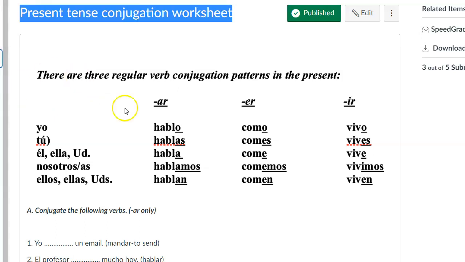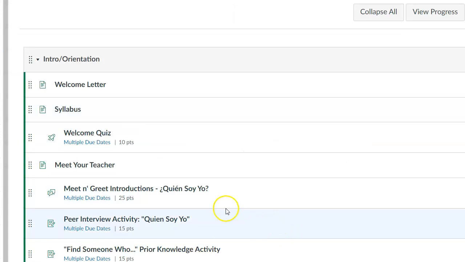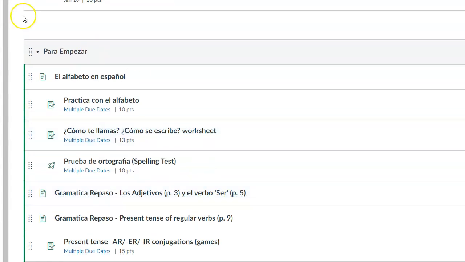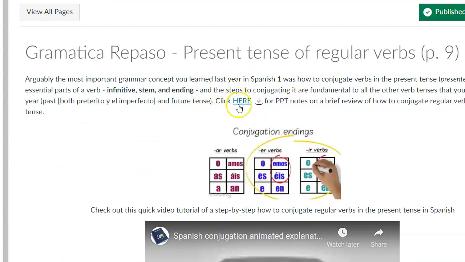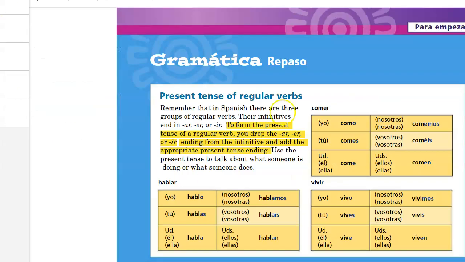So the PowerPoint that we went over that goes along with page 9 of the textbook can be found in the Para Empezar module. It's the 5th or 6th page down there. It says Gramática Repaso, present tense of regular verbs. And then you can see there page 9 is indicated. The PowerPoint we went through together is here. So you should have notes on this already from the PowerPoint. So no need to take these down again. We're just referring to what we already have, right?